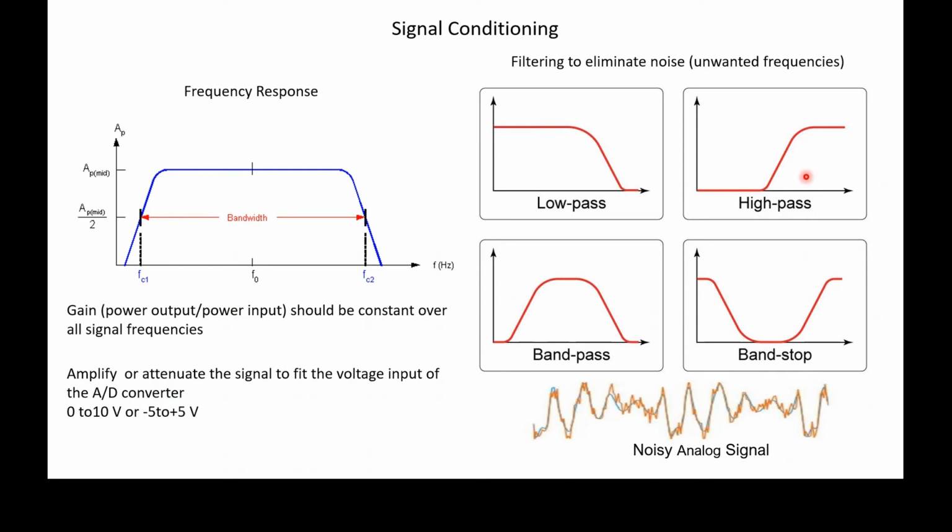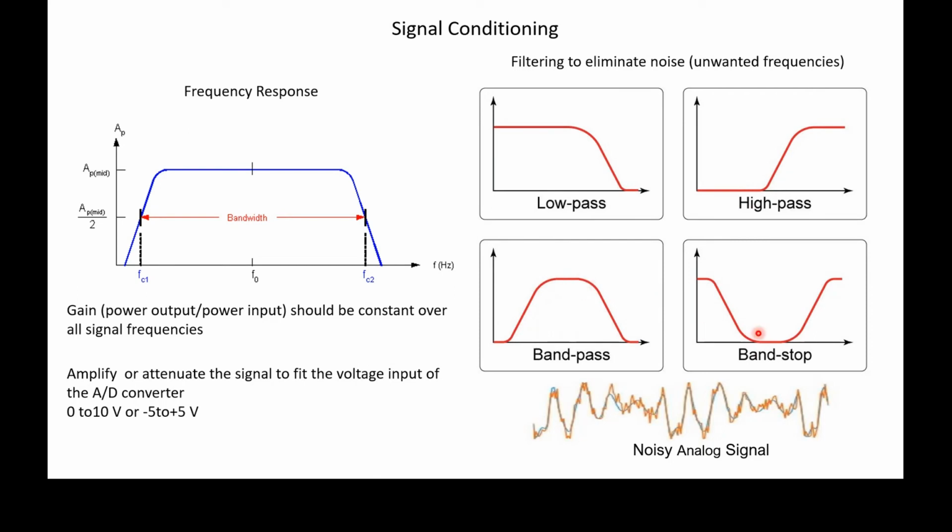You might be wanting to measure only the rapid changes and not any slow drift. And so you might want a high pass filter to eliminate the low frequency of that drift. And band pass is often used as well because you want to do both of those things.